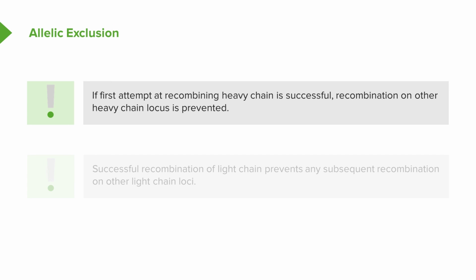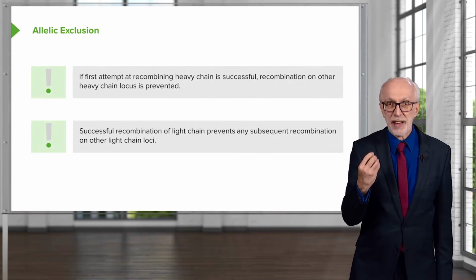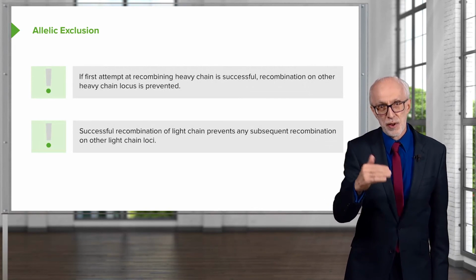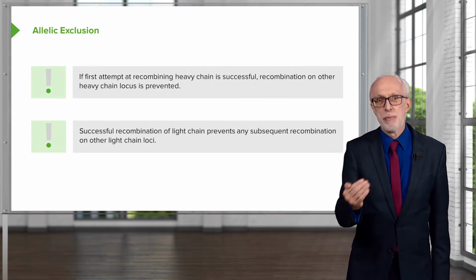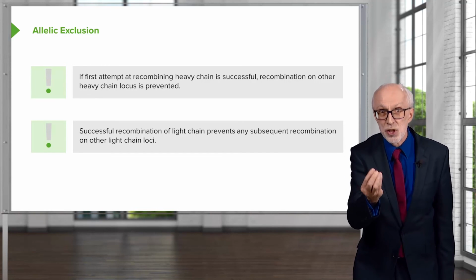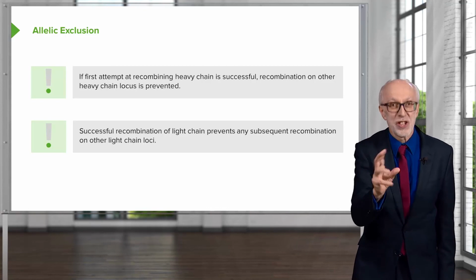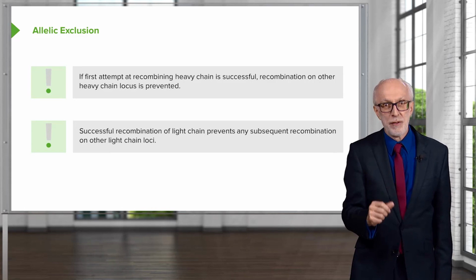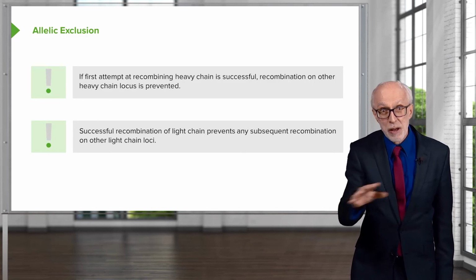It's not allowed. So as the first recombination is successful, you make a protein, and there's a feedback mechanism that prevents recombination on the other heavy chain locus. Likewise, for the light chain recombination, if there's a successful recombination of the light chain, either the kappa light chain or the lambda light chain, it prevents subsequent recombination of other light chain loci. So allelic exclusion ensures that there isn't a mixture of different heavy chains or different light chains for a given B cell. Just 1 heavy chain, 1 light chain. There'll be millions of copies, but they'll all be identical.